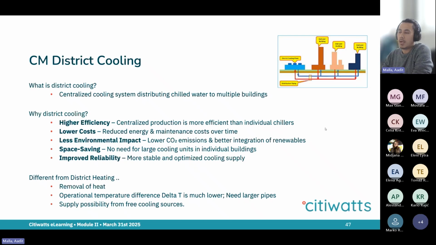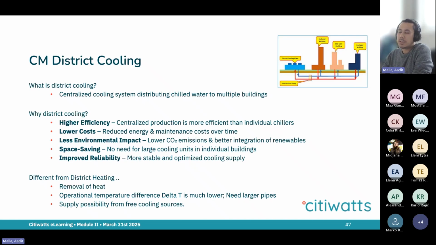And also space saving is one important factor, considering the individual split units take up much space in individual buildings. This provides the possibility of better space saving, as well as improved reliability in terms of more stable and optimized cooling supply, as well as supply security.